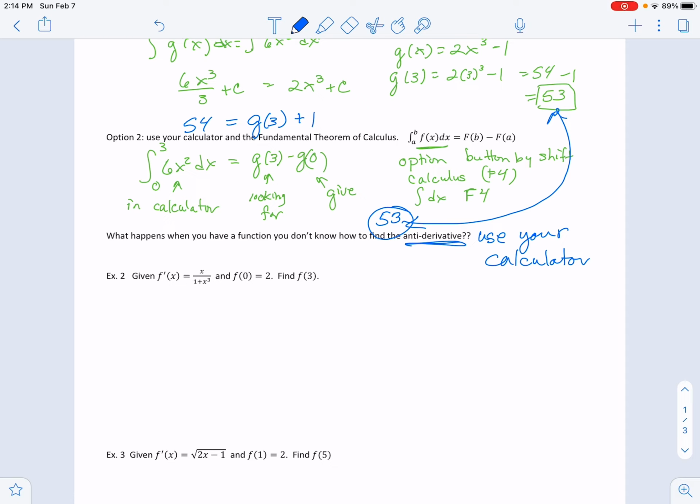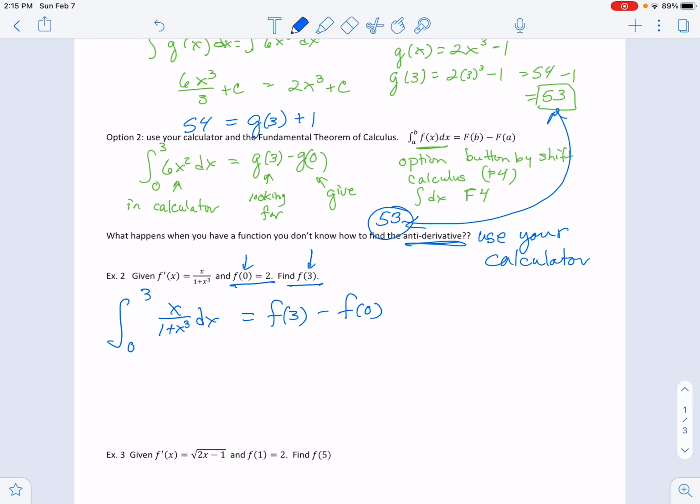They give you f prime is x over 1 plus x cubed. F of 0 is 2. They want f of 3. So I'm going to integrate from 0 to 3 because they gave me 0. I'm looking for the integral from 0 to 3 of x over 1 plus x cubed dx. And that's equal to f of 3 minus f of 0.